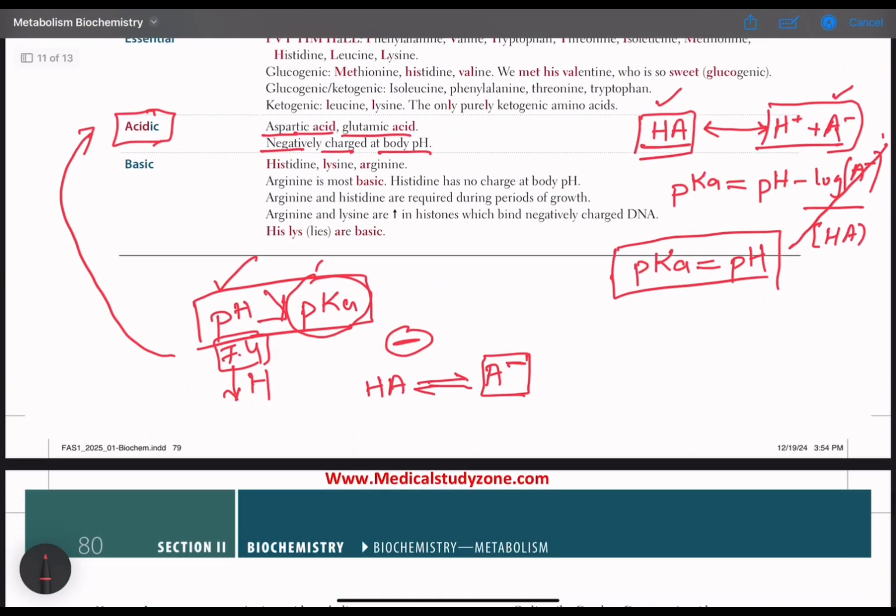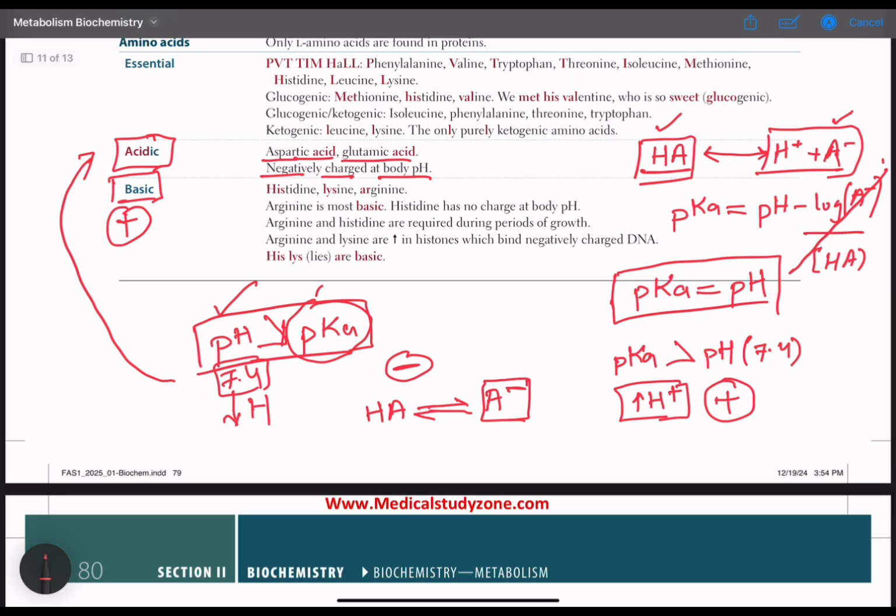So in basic amino acids, the pKa is actually greater than the pH of our body, which is 7.4. This means that we will have a lot of H plus, so the amino acid will exist in the positive state. The basic amino acids have a positive charge. The examples are histidine, lysine, and arginine.